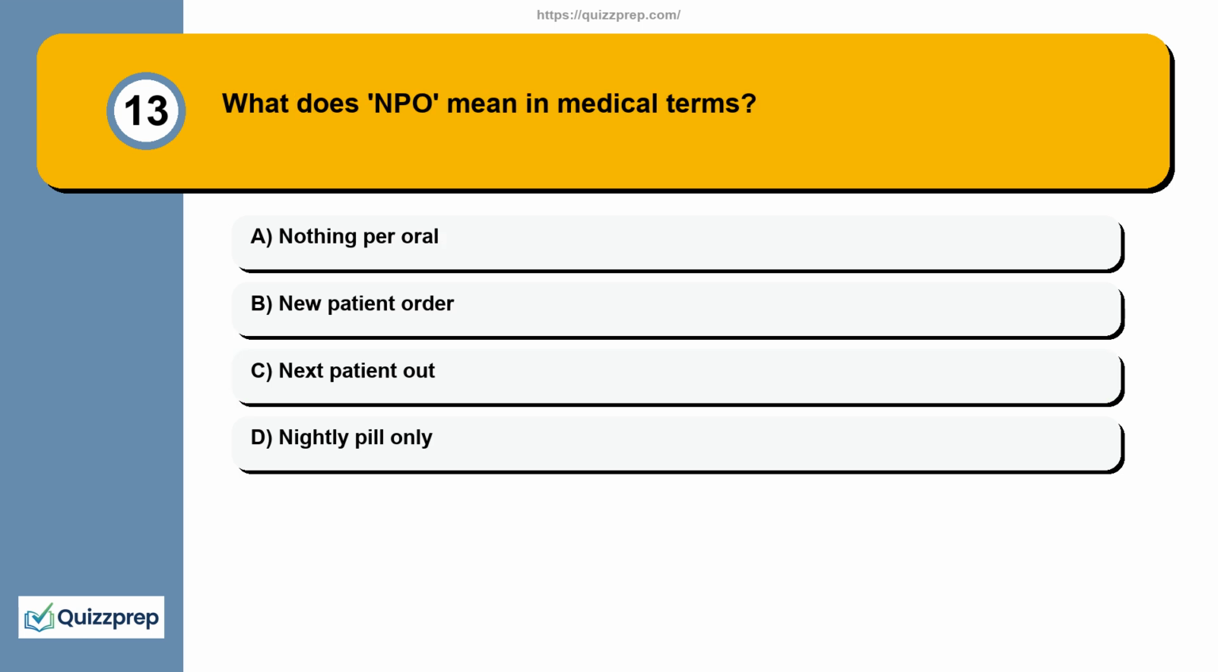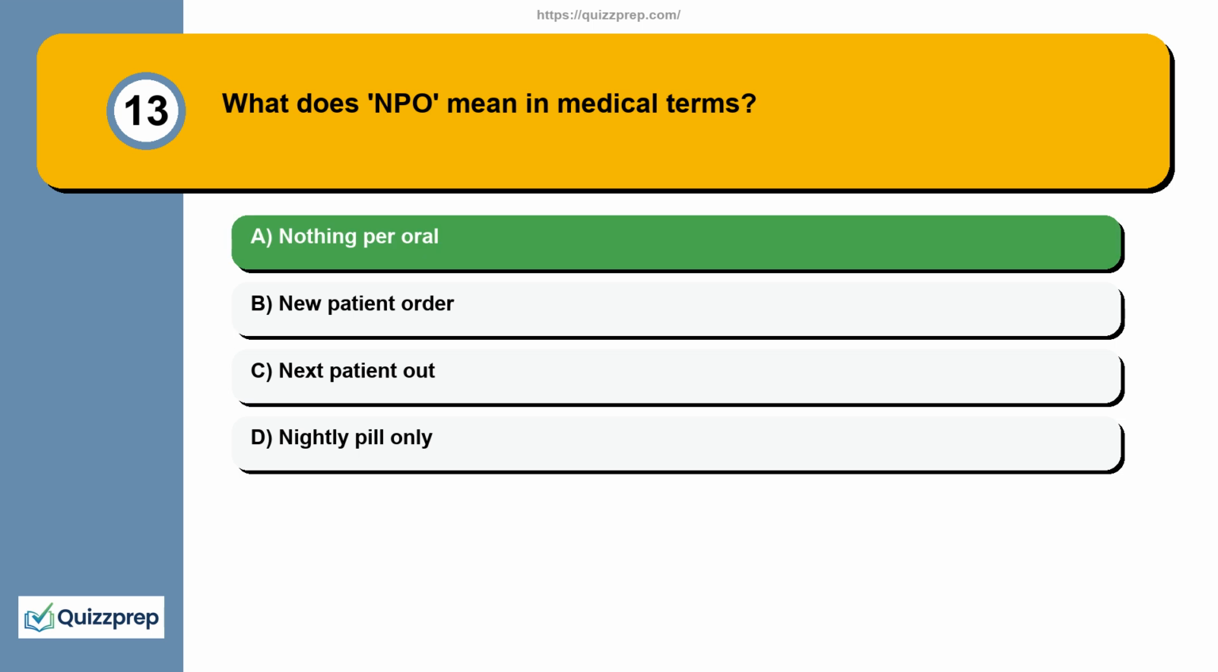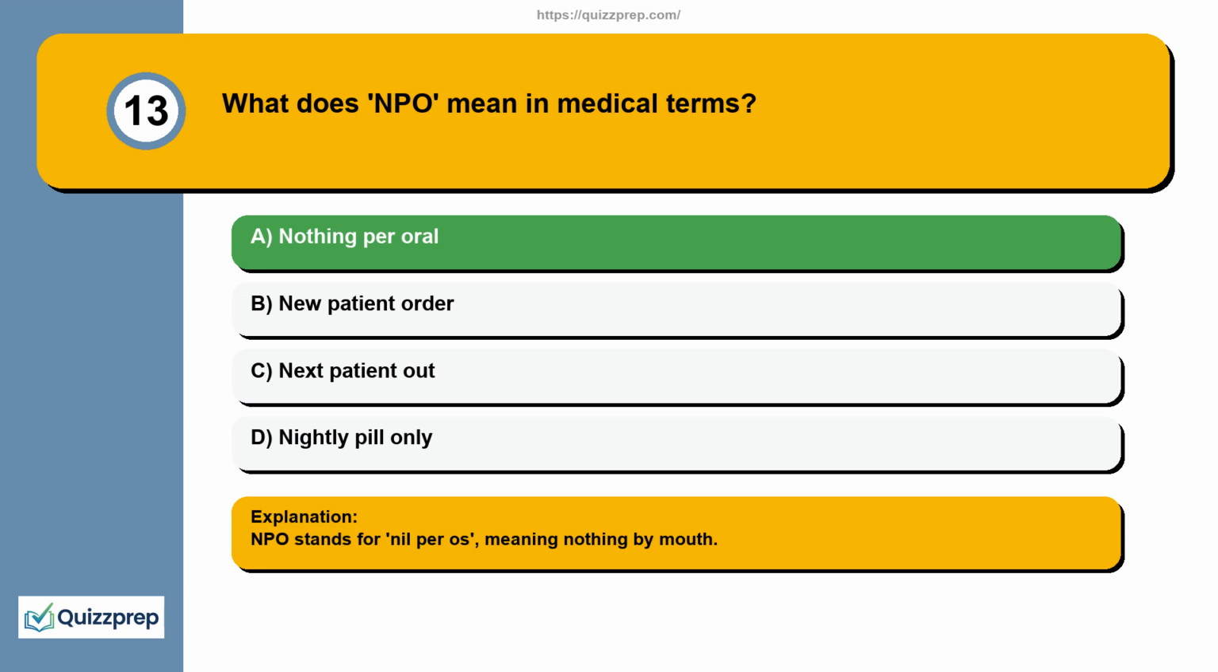Question 13. What does NPO mean in medical terms? Here are your options. Option A. Nothing per oral. Option B. New patient order. Option C. Next patient out. Option D. Nightly pill only. The correct answer is option A. Nothing per oral. Explanation. NPO stands for nil per os, meaning nothing by mouth.